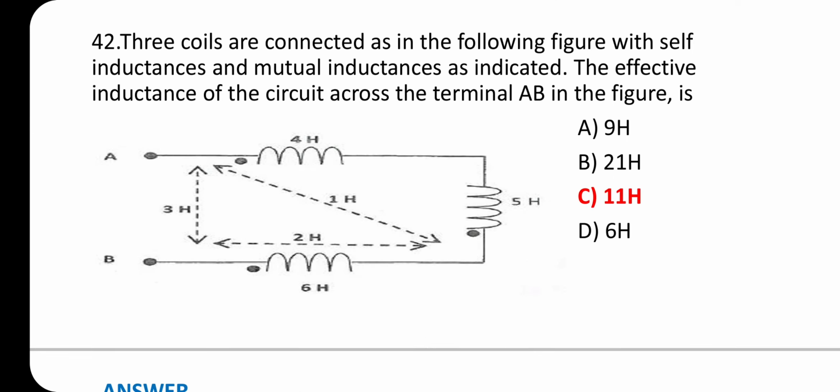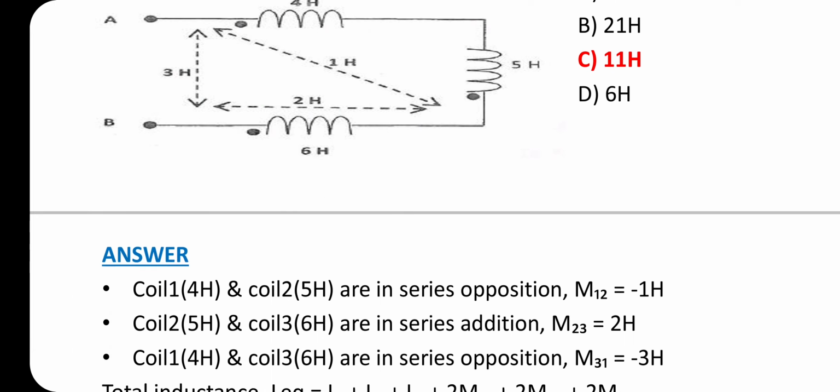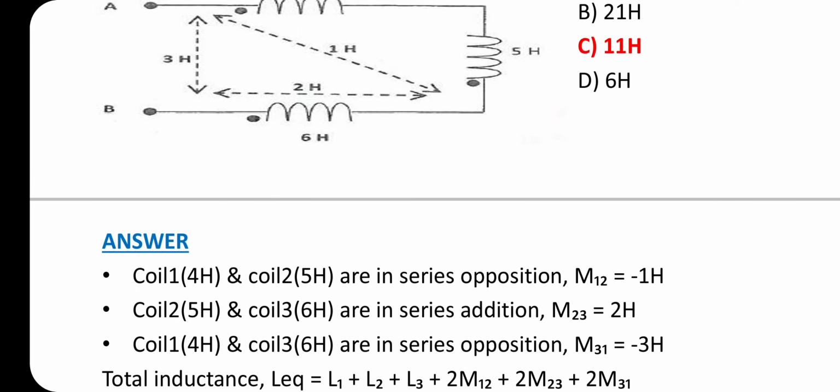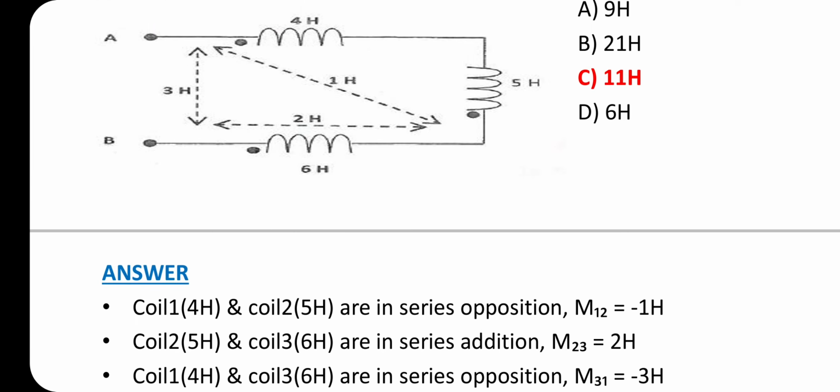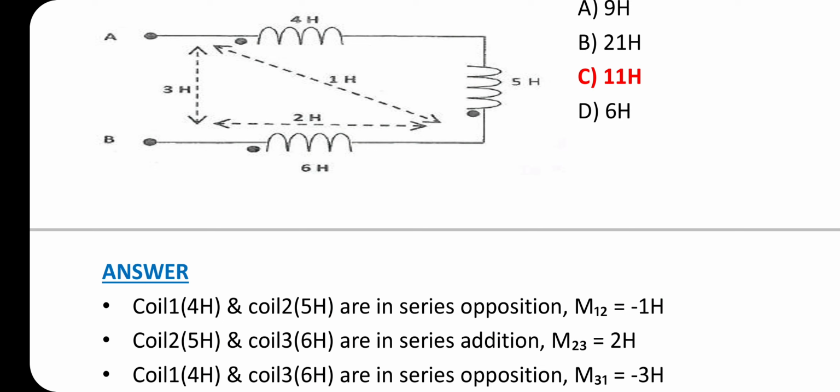Question number 42. Three coils are connected as in the following figure with self-inductances and mutual inductances as indicated. The effective inductance of the circuit across the terminals AB in the figure is. Answer is option C, 11 Henry. Coil 1 is considered as the 4 Henry coil, coil 2 is considered as the 5 Henry coil, and coil 3 is considered as the 6 Henry coil.